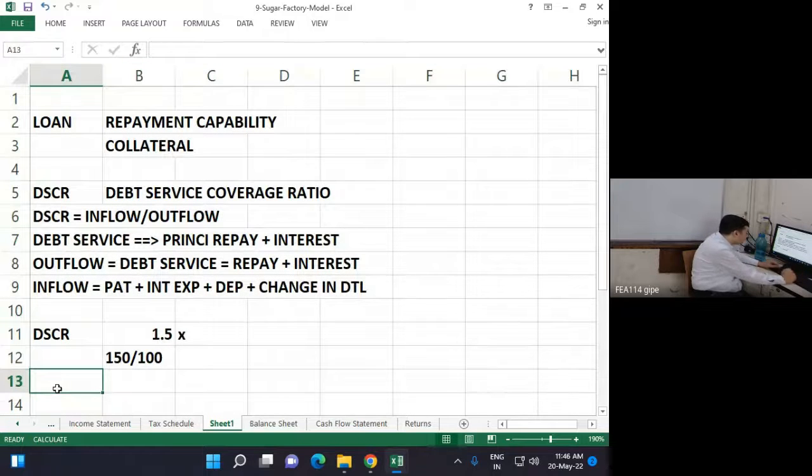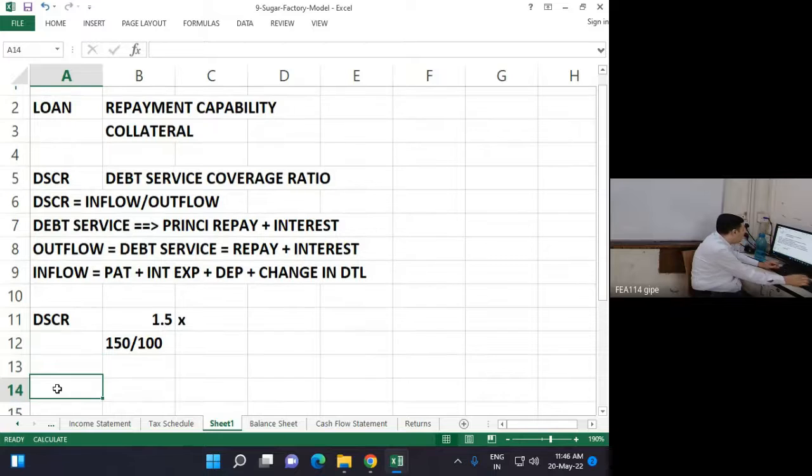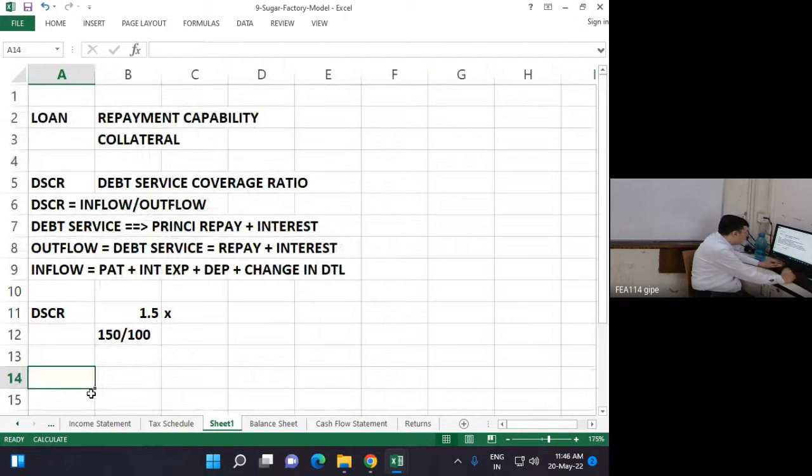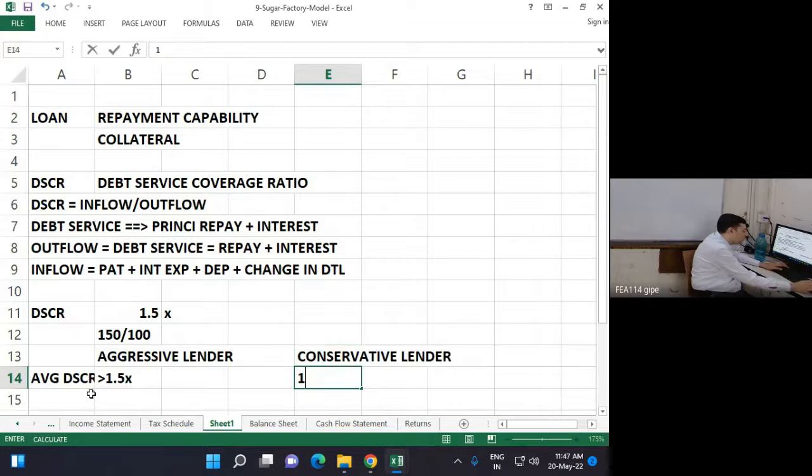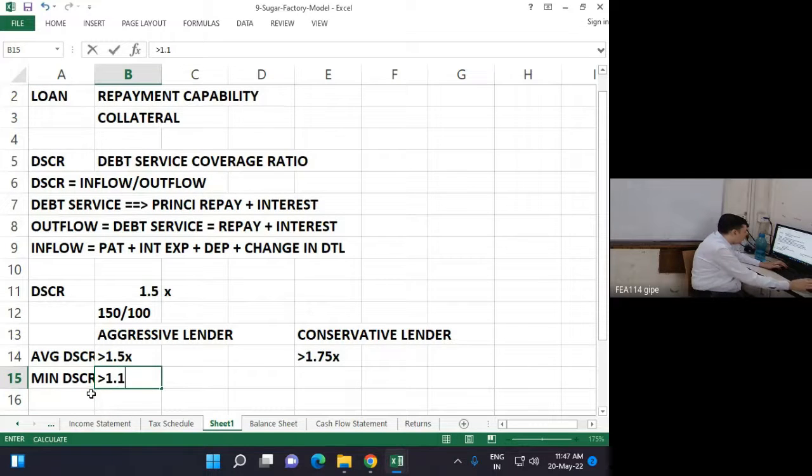Now, furthermore, the banks will have an entry criteria or eligibility criteria. So banks will say that average DSCR for a project should be at least more than 1.5 times, and this is as per an aggressive lender, and a conservative lender obviously is going to keep the criteria more stringent, 1.75. And the same for minimum DSCR will be more than 1.1, and that for a conservative lender.